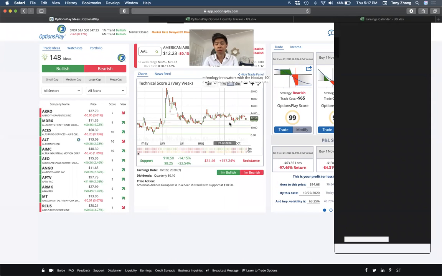If you want to learn more, there's a thing that you can Google. It's called the 1256 rule. It applies to futures trading. It applies to index options, where it's the 60-40 rule, and you can look that up.